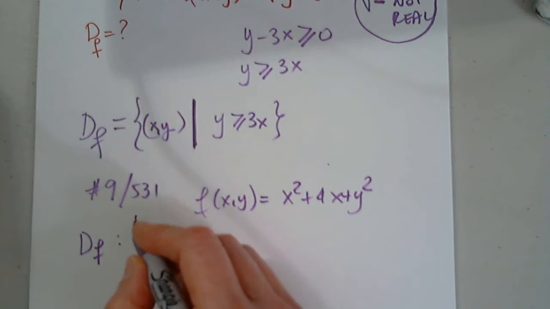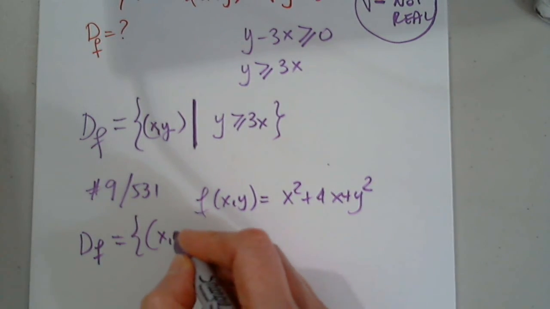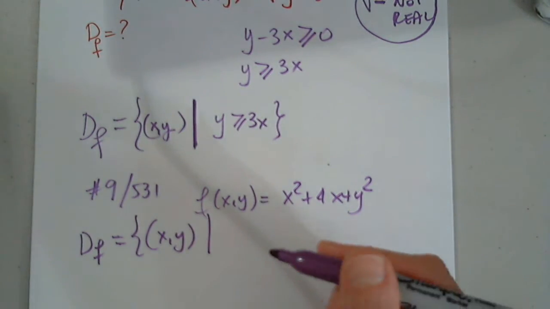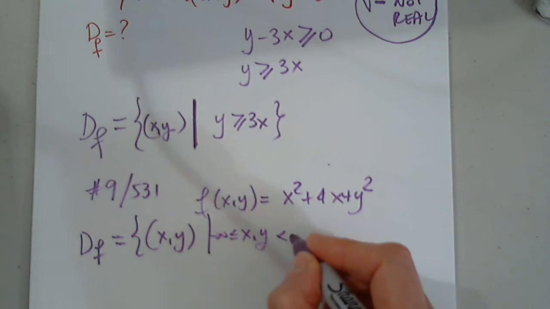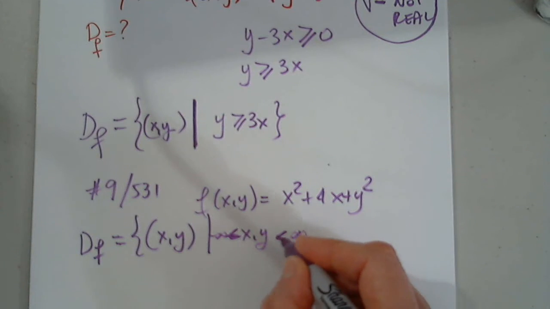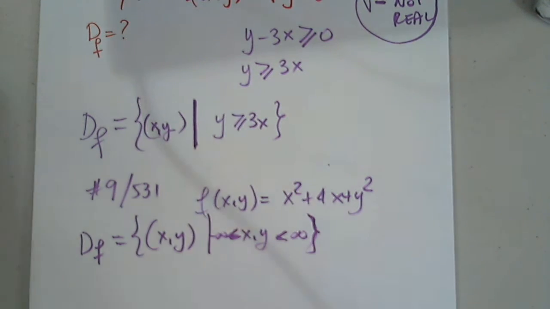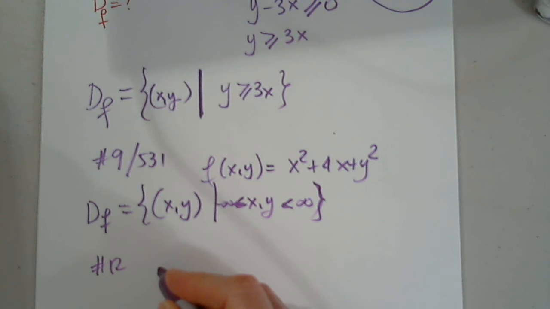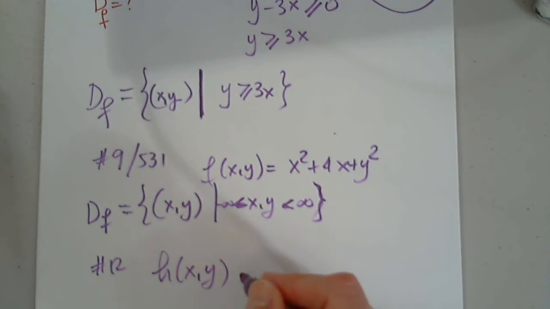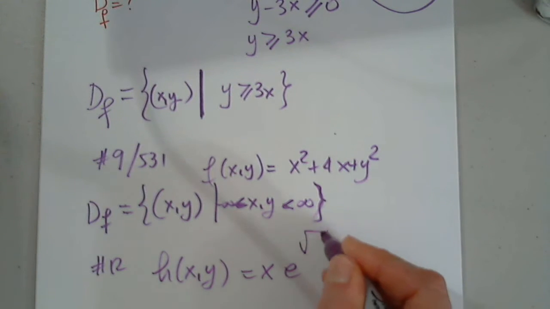So the domain of f consists of all the pairs x comma y with x and y anywhere between negative infinity and infinity. That's it. There is nothing. I don't have anything to write. Okay, let's say also one more. I see h of x comma y equals x e to the square root of y.